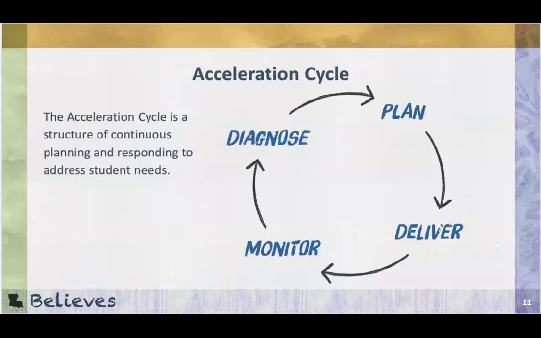The acceleration cycle should be used as a structure of continuous planning and responding to address student needs. The cycle consists of four phases: diagnose, plan, deliver, and monitor. We're going to dive into each of these pieces of the cycle for just a moment.